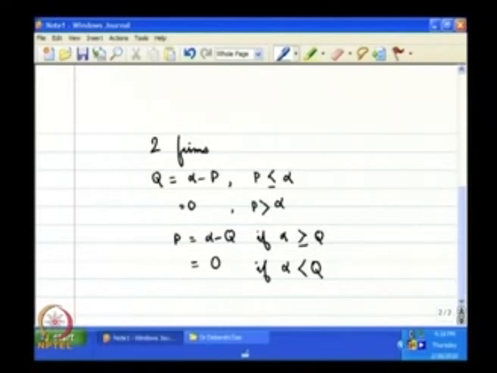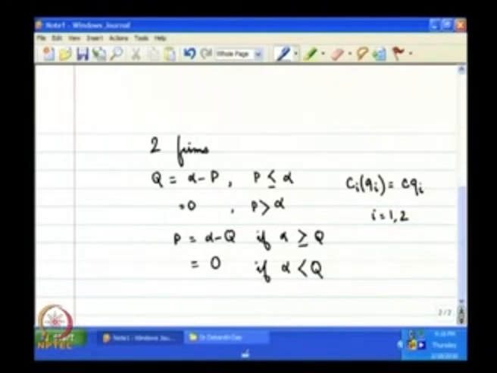What about the cost function of the producers? We have assumed that the cost of a producer is given by the unit cost, small c, multiplied by qi. And this is for both the firms. So both the firms have the same unit cost of production.